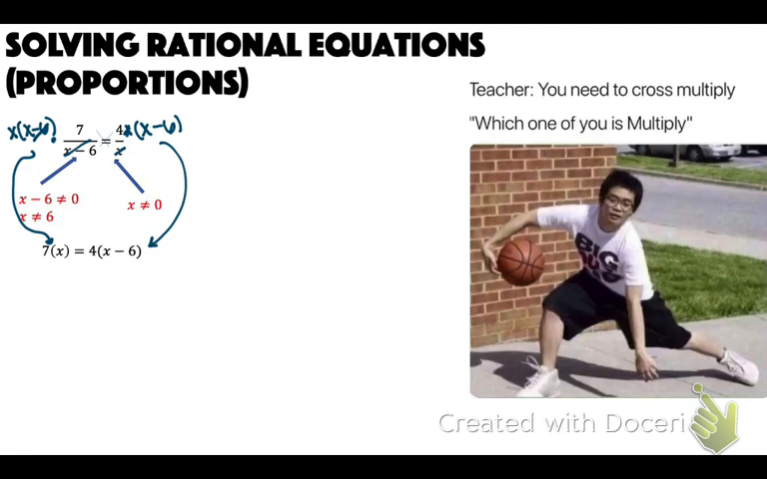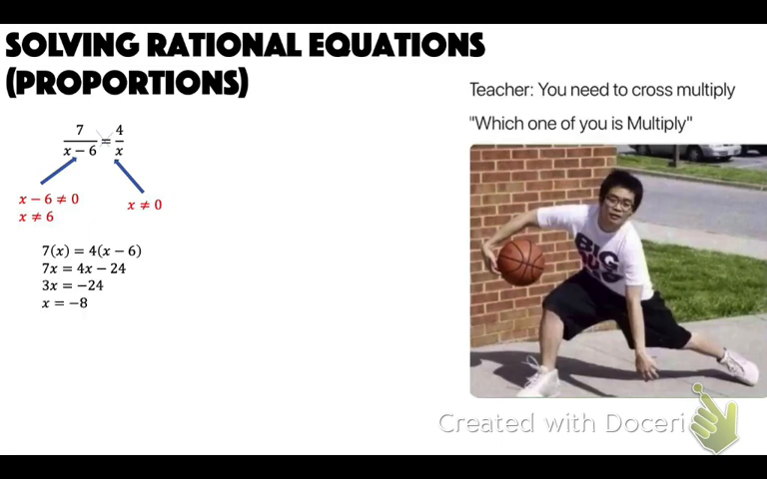Okay. And then we can just solve this equation. So we have 7x equals 4x minus 24. Subtract that 4x, you get 3x equals -24. Divide by 3, you get x equals -8. Then we just have to check the restrictions. -8 is not 6 or 0, so we're good.